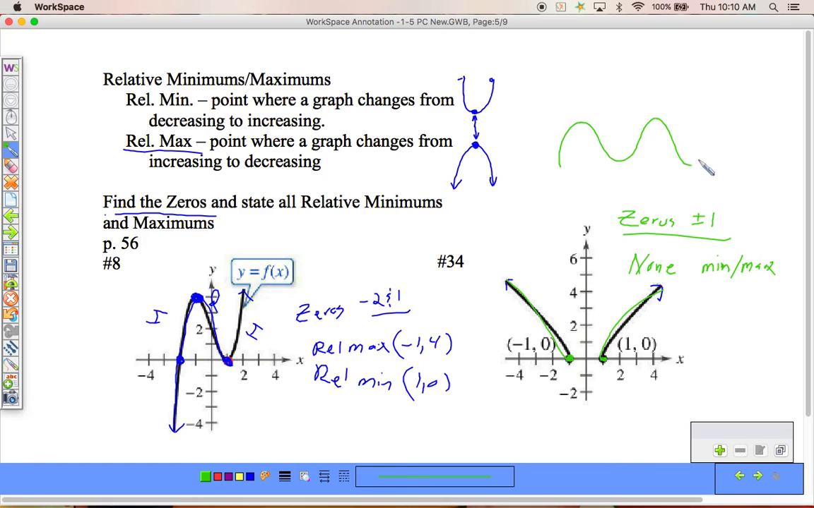If I gave you this, maximum, min, max, all of these: if it hits a point and changes directions, that's the relative min or max.